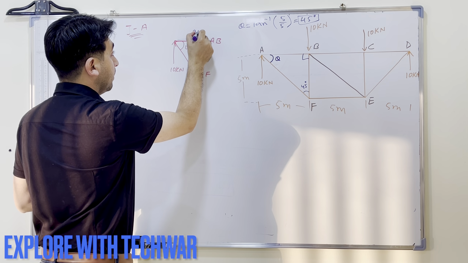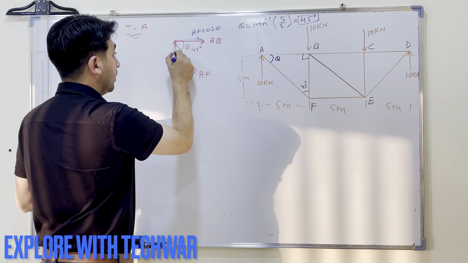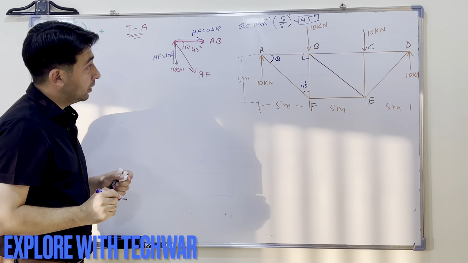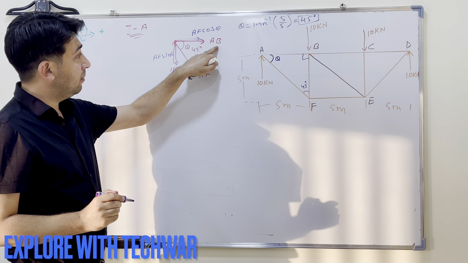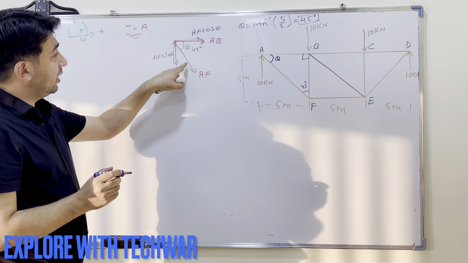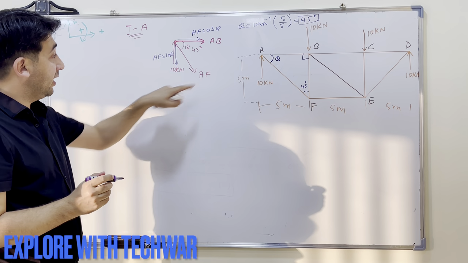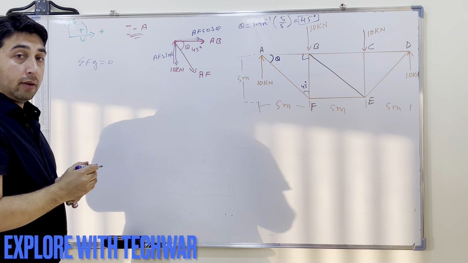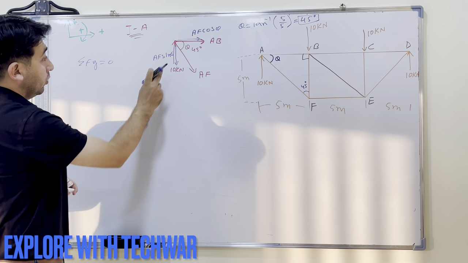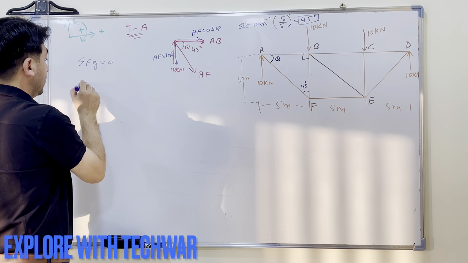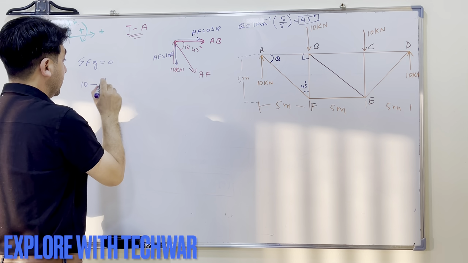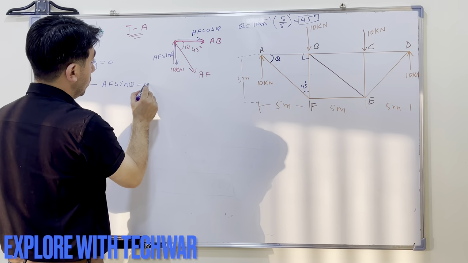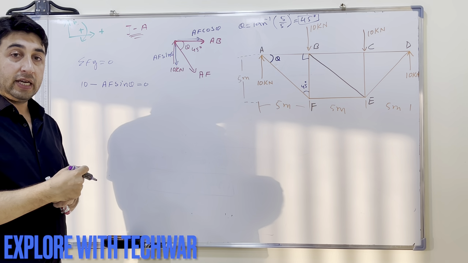AF is not acting exactly in the horizontal or vertical direction, so we can find its components. We have AF cos theta and AF sin theta as well. To find AF, I can take the sum of the forces in the y direction equal to 0. What are the forces in the y direction? We have 10 kN acting upward minus AF sin theta, and that's it, equal to 0. There is no other force in the y direction.